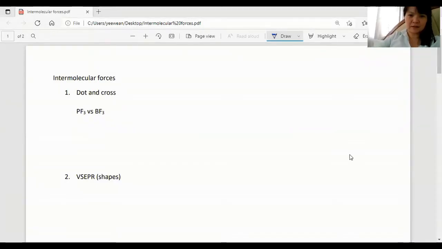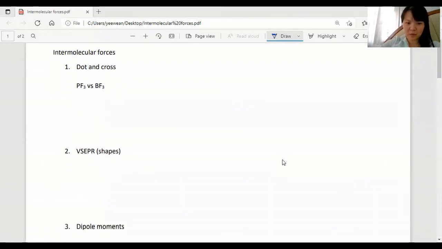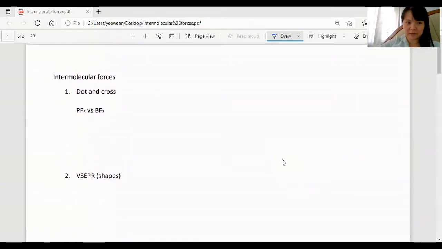This video is a lesson on intermolecular forces. Before intermolecular forces, we should revise a bit on dot and cross, the VSEPR, and also whether it has dipole moments or not first. Then we will determine the intermolecular forces. Let's take these two examples, PF3 and BF3.